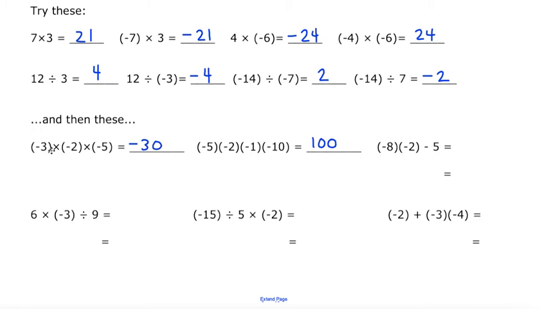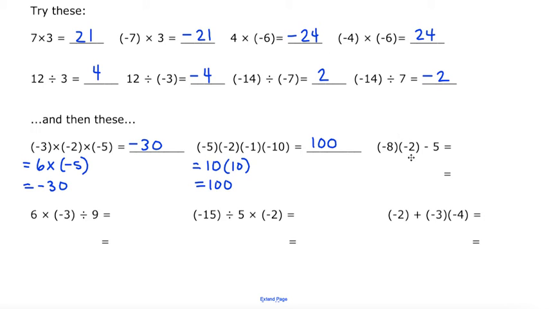So you could do negative 3 times negative 2 is positive 6 and show that step. And then from there, you go into your negative 30. You can do the same thing for this next one. So negative 5 times negative 2 is positive 10. Negative 1 times negative 10 is positive 10. And 10 times 10 gives you 100. Remember, if there are no symbols in between your numbers, it means multiplication. So that should be something you're familiar with already.